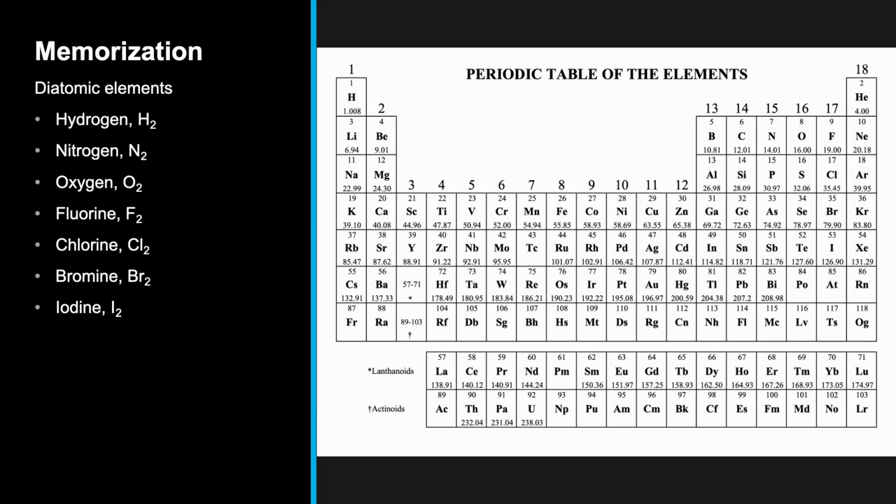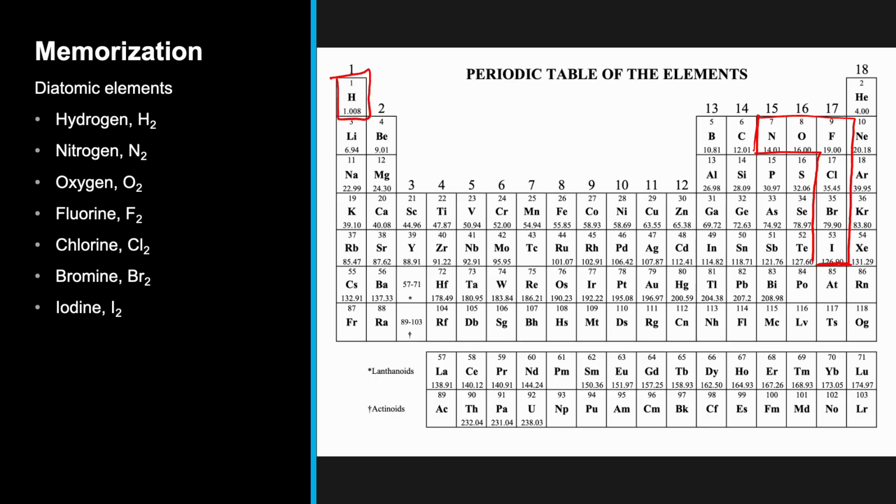Next up on our memorization list are the 7 diatomic elements. I always tell my students that these make a 7 on the periodic table. So if you start with nitrogen and end with iodine, it makes a 7 for 6 of the 7 diatomic elements, and then you just have to include hydrogen as well. So these are our 7 diatomic elements.